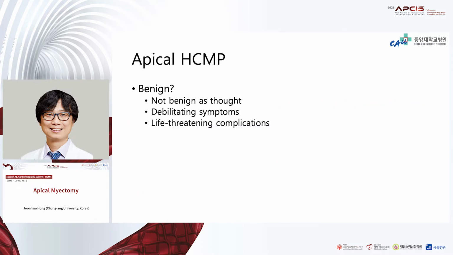But today we are talking about apical hypertrophic cardiomyopathy, and I think we don't know so much about apical hypertrophic cardiomyopathy and apical myectomy so far. But one thing that I would like to mention today is that apical hypertrophic cardiomyopathy is not as benign as we thought before, because of debilitating symptoms from advanced heart failure and life-threatening complications. And because of those, I think apical myectomy certainly has a role to treat patients with advanced apical hypertrophic cardiomyopathy and heart failure.